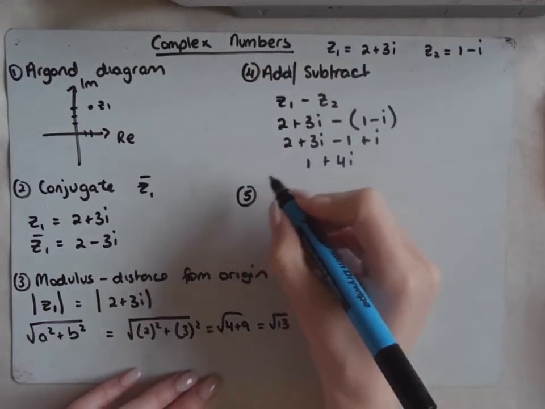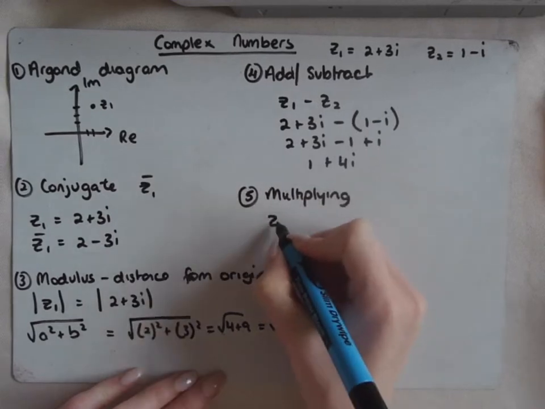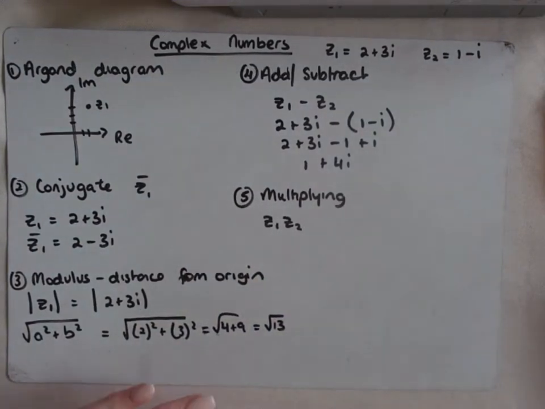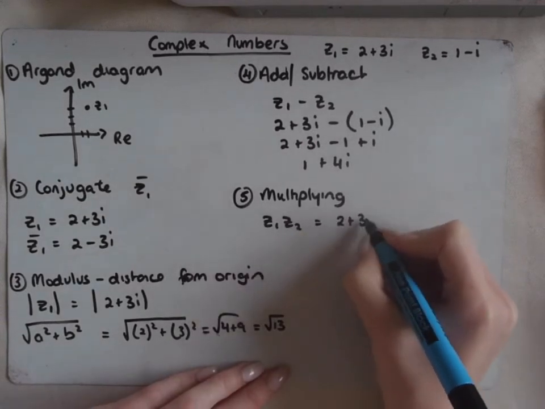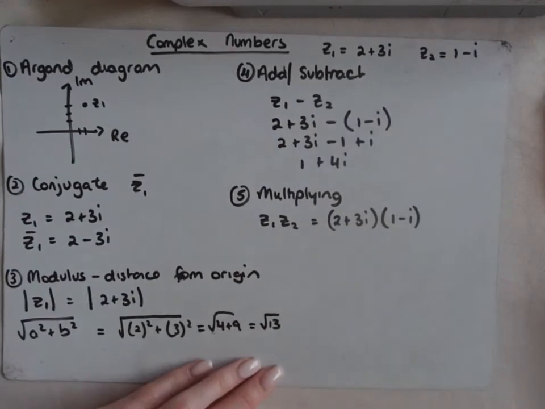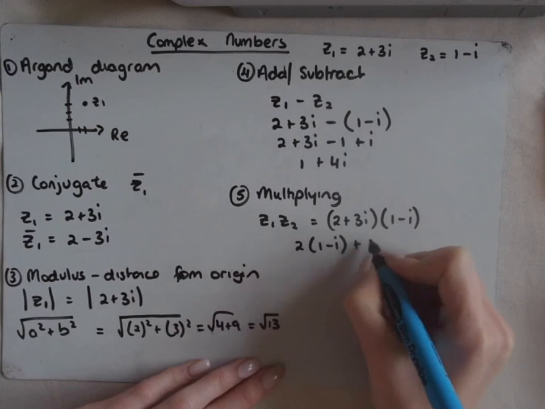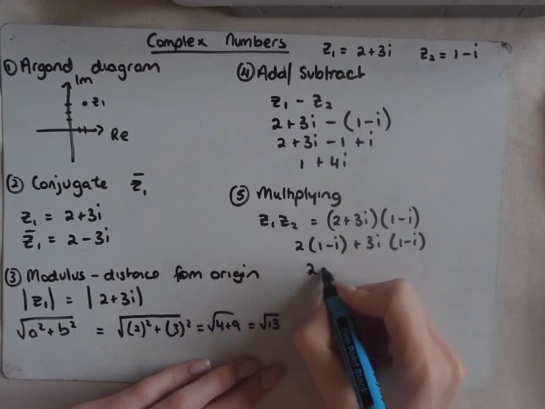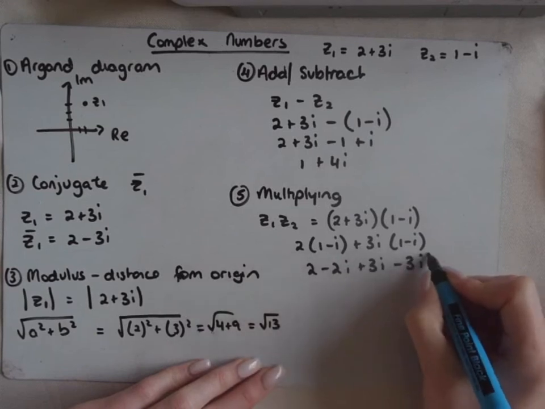The next thing is multiplying. So z1 by z2, sometimes they write it like that, okay, or they could do z1 multiplied by z2 in brackets. So that's 2 plus 3i multiplied by 1 minus i. Now, to multiply our brackets, you do first number, second bracket, second number, second bracket. Okay, 2 minus 2i plus 3i minus 3i squared.